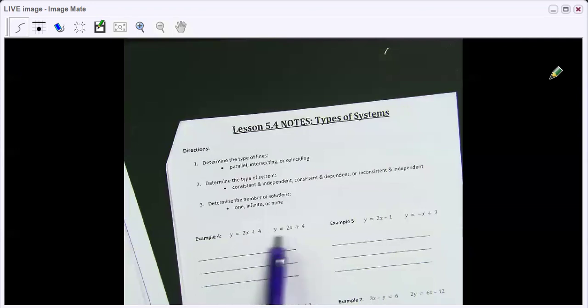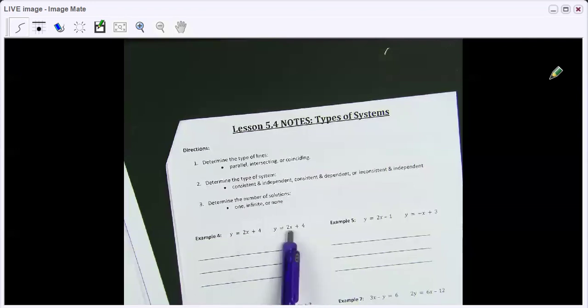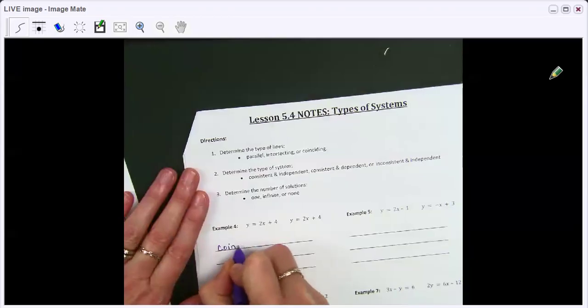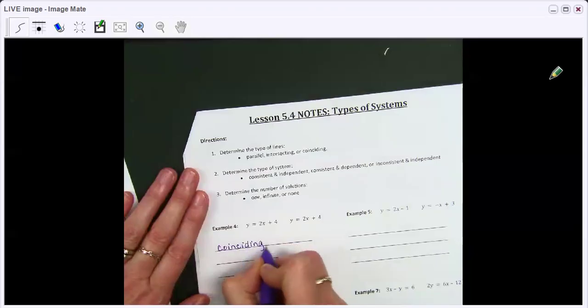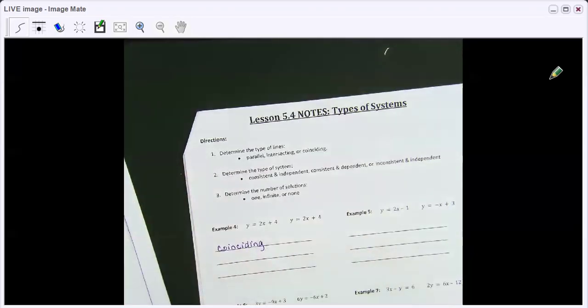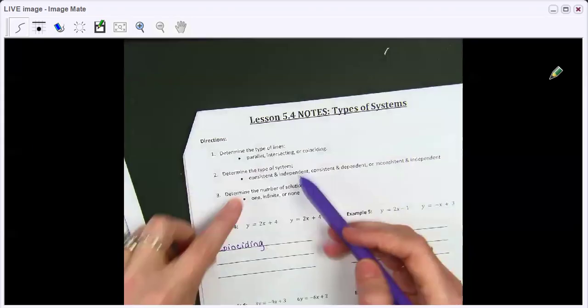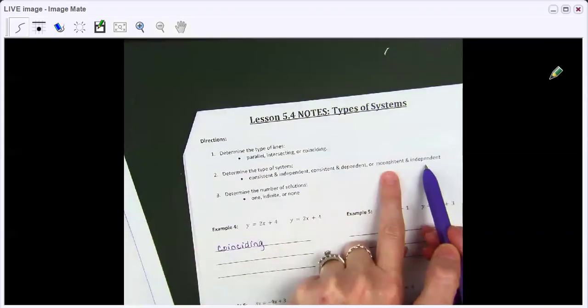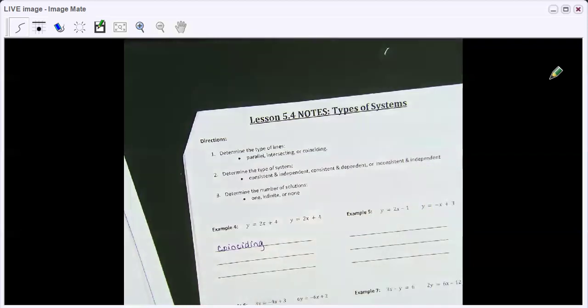So let's look at example 4. Here, they are the exact same equation. So if they're the exact same equation, are they going to be parallel, intersecting, or coinciding? They're going to be coinciding. So we're going to write coinciding here. So since they lie on top of each other, we need to figure out, are they consistent and independent, consistent and dependent, or inconsistent and independent?